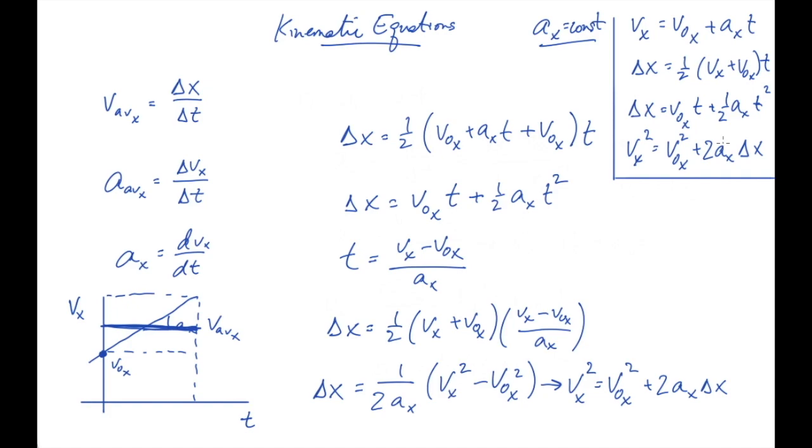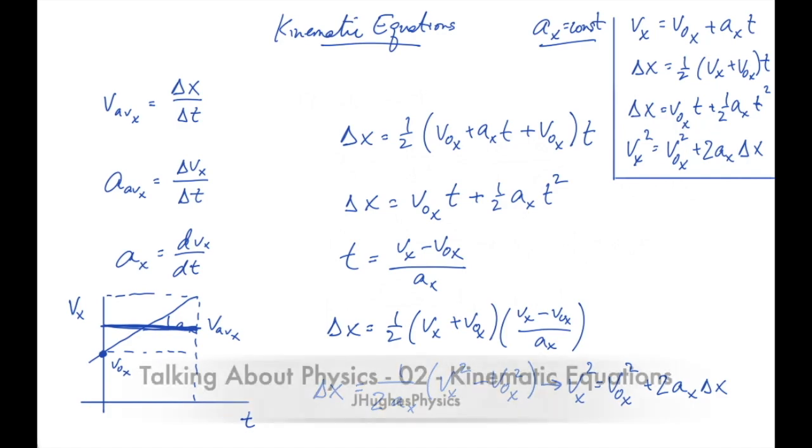If az is constant, you can write, for instance, vz equals v naught z plus az times t, and so forth. So long as the acceleration is constant, these 4 equations work. But be careful, if the acceleration is not constant, these equations don't work anymore. They only work when acceleration is constant. All right, I will stop there and we'll look at an example.